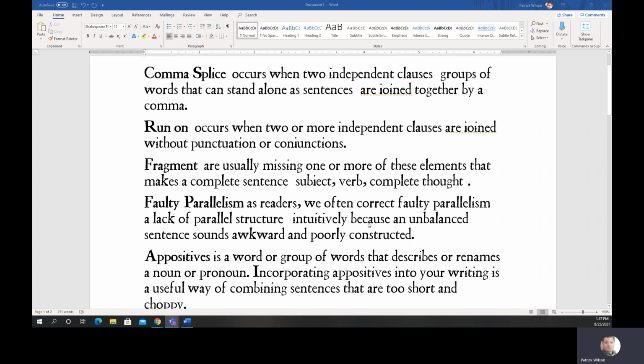So right there, comma splice, run-ons, fragments, faulty parallelism, and appositives will be a big part of your quiz 1. There are going to be some other grammatical elements as we go through week 2, week 3, week 4, that type of deal, that will also be part of quiz 1. And each week we will look at some of those grammatical concepts.